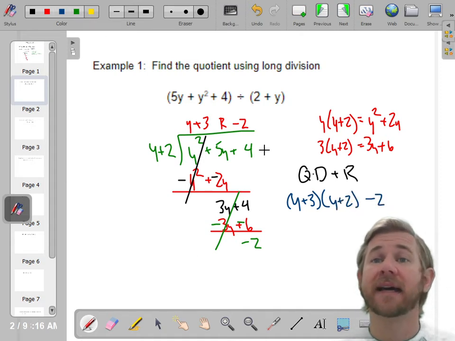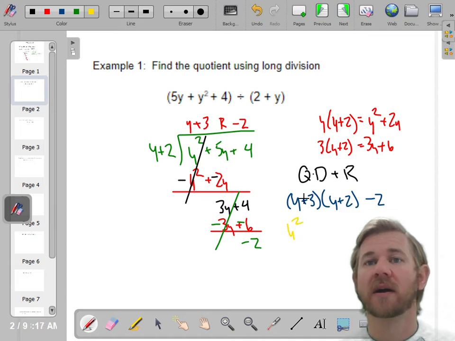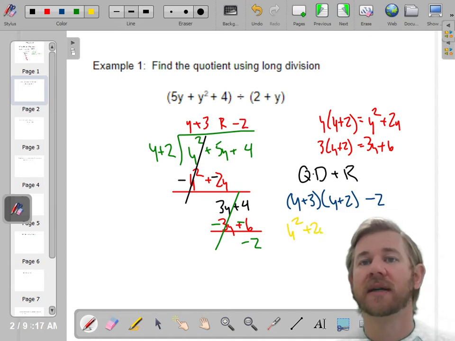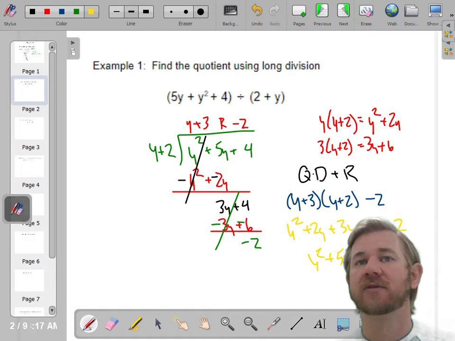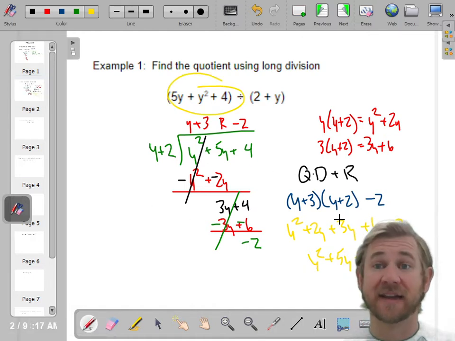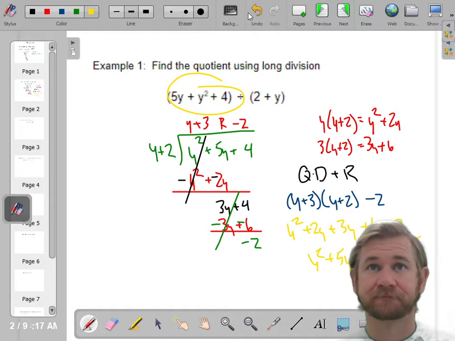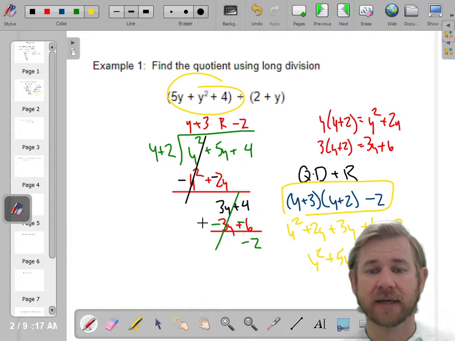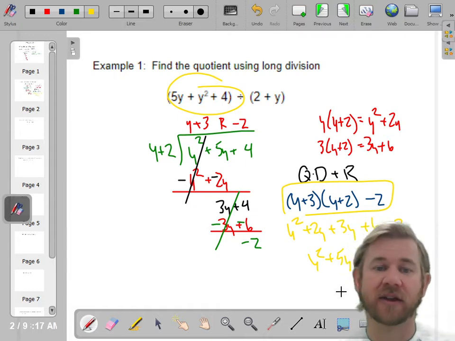So if I FOIL this out, y times y is y squared, plus 2y plus 3y plus 6 minus 2, y squared plus 5y, and 6 minus 2 makes 4. Y squared plus 5y plus 4. Hey, look, that's the dividend. So I know we did it right. You're going to write your answer as quotient times divisor plus remainder, and then you actually expand it out and verify your answer. So let's try another one.